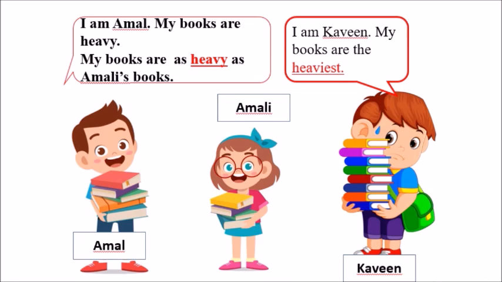A comparative adjective is used to compare two things. A superlative adjective is used when we compare three or more things. Let's study the pictures. All three children are carrying books. Who has the heaviest set of books? I'm Aman. My books are heavy. My books are as heavy as Amari's books. I'm Kavin. My books are the heaviest.